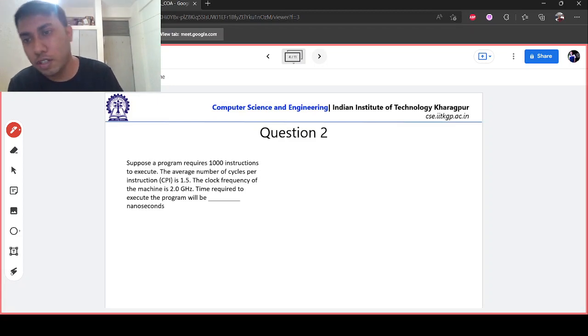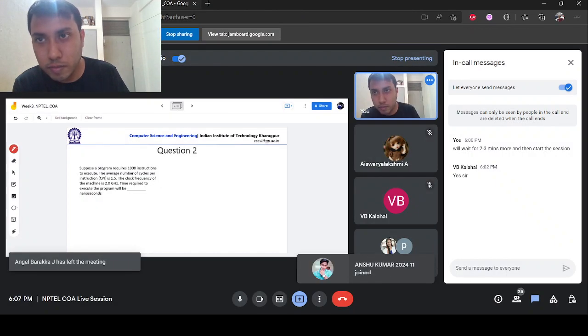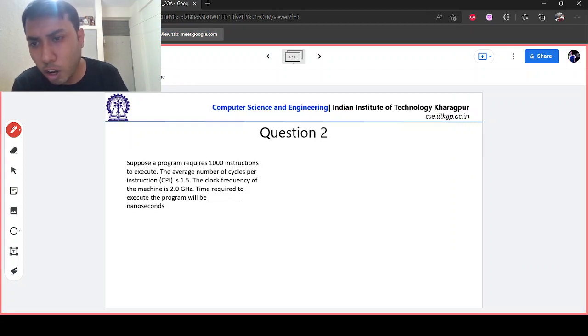So the question is, suppose a program requires 1000 instructions to execute. So the program has 1000 instructions. The average number of cycles per instruction, that is CPI, is 1.5. The clock frequency given is 2 gigahertz. So what is the time required to execute the program? How is the execution time calculated?